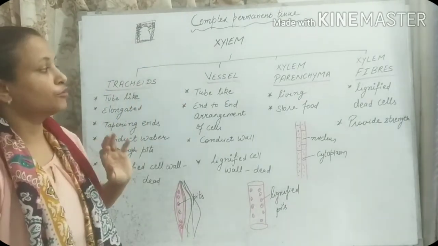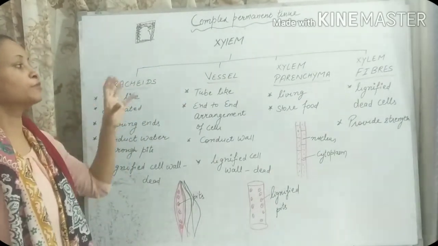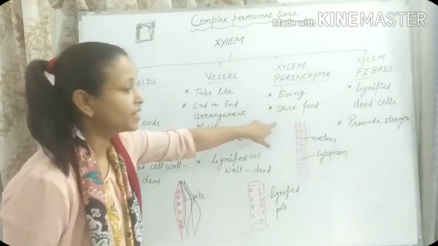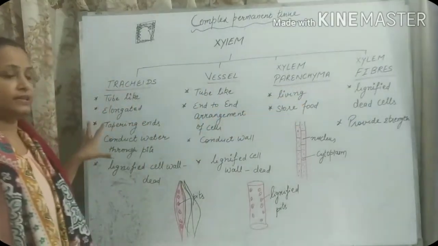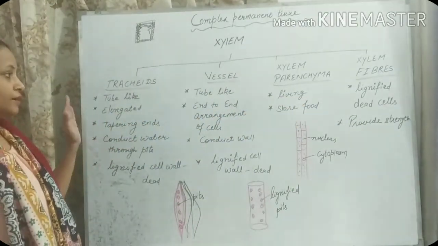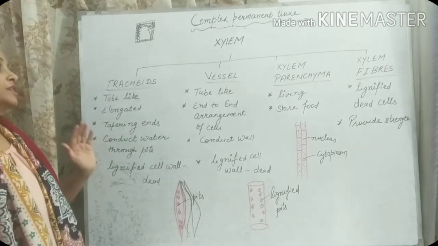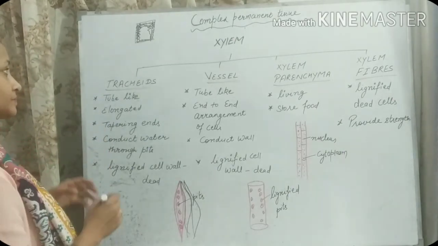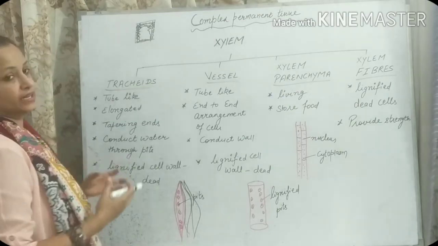Among all these 4 types of cells, only xylem parenchyma is living. The rest of the cells are dead. So I hope it is clear to you. Now let us move to our next complex permanent tissue, that is phloem.